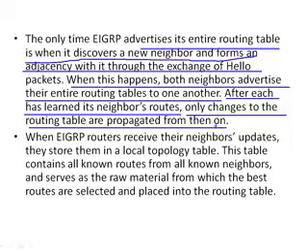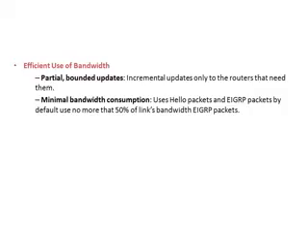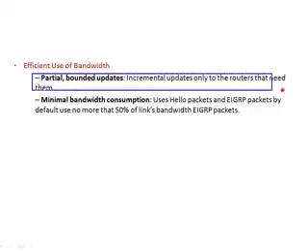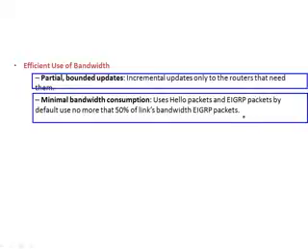So there are two types of update. One is a full update only the first time, and a partial update after that when there is some change in topology. This is a partial, bounded update to consume minimum bandwidth. So EIGRP is a very intelligent protocol. Not only in the initial stages, after the database is working properly, it also takes care of the bandwidth.